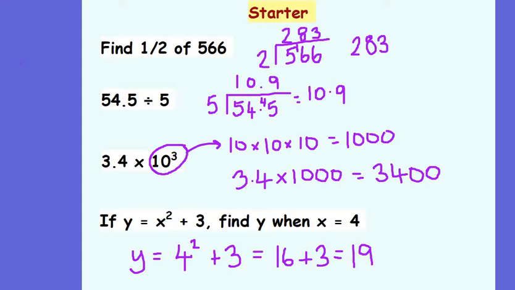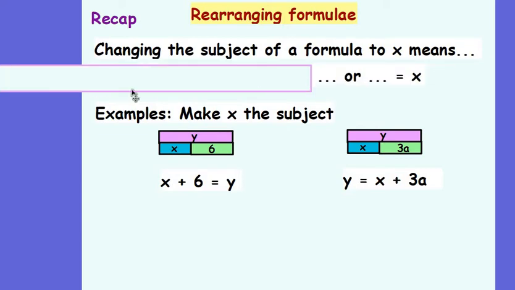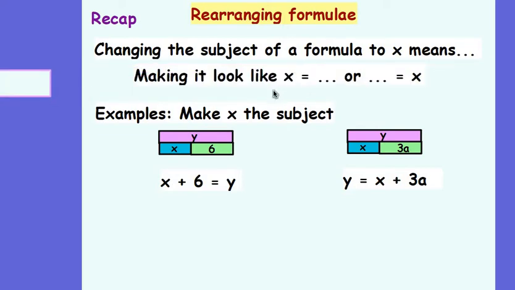Let's head into today's lesson. We're going to start off with a quick recap of last lesson. Changing the subject of a formula to x means what? What do we mean when we say x is the subject of a formula, Ryan? Exactly, it means it looks like x equals something or something equals x. We've always got x on its own on one side of the equal sign.